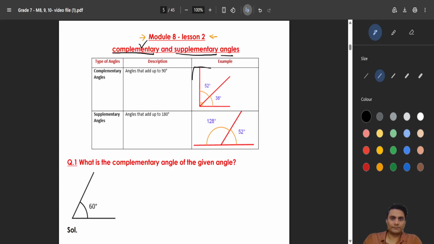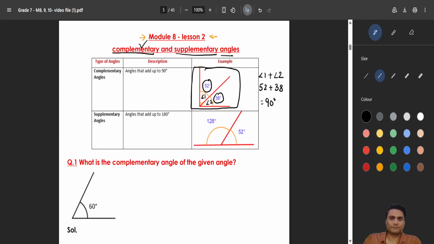See this figure. You have two angles here. Let's call it angle 1, let's call it angle 2. Angle 1 is 52 degrees and angle 2 is 38 degrees. Add these two angles, angle 1 plus angle 2. Angle 1 is 52 and angle 2 is 38. Add 52 and 38. You will get how much?